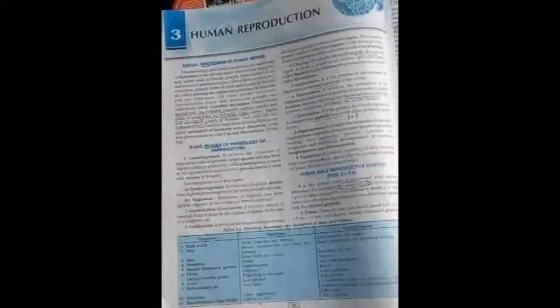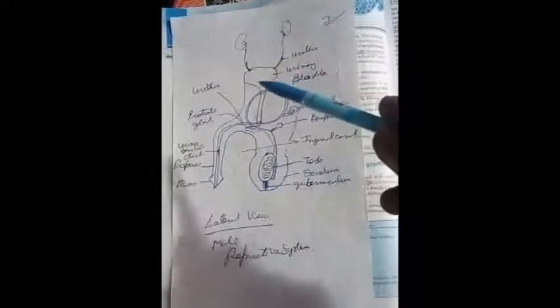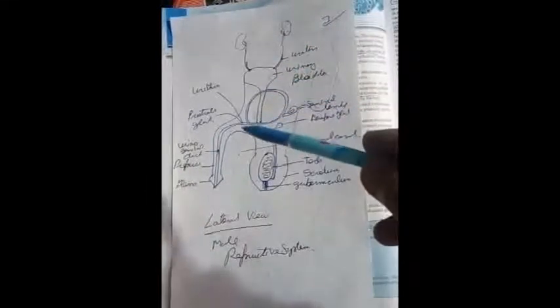Continuing the topic, I am going to revise the human reproduction. In this lesson, first of all, the male reproductive system. I made the diagrams of the male reproductive system. It is the lateral view and vertical section of the human male reproductive system. At the top, you are seeing there is a urinary system: kidneys, ureter, urinary bladder, and urethra opening in the penis. And this is the urinogenital system of the male.